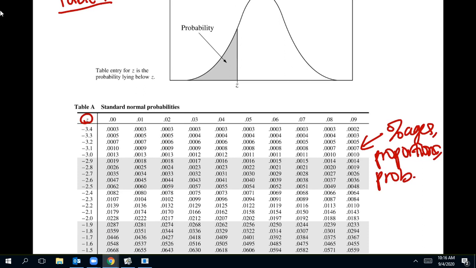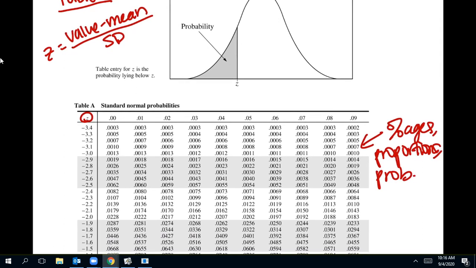So what we're looking for is, well, we found that z equaled negative 1.5. If you convert the value to a z-score, then you can use this table. Remember, z equals value minus mean over standard deviation. So we found our z to be negative 1.5. Here's negative 1.5, and then this top are the tenths place or the hundredths place. So negative 1.50, and we are looking for 0.0668 to be the percent.